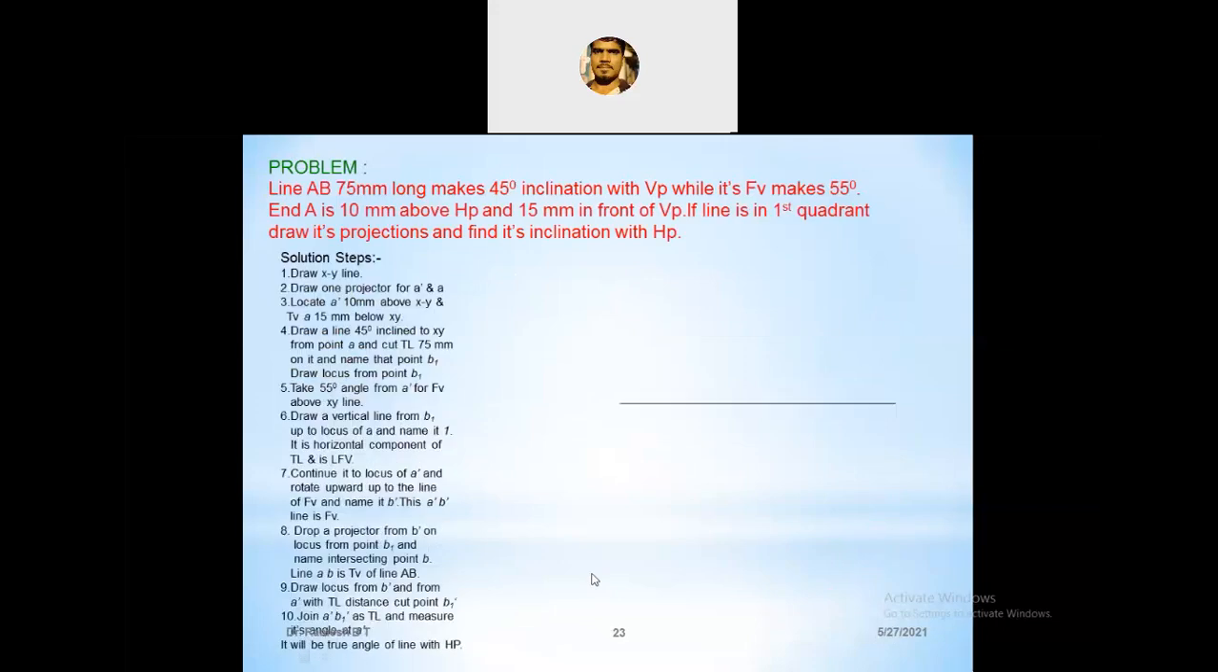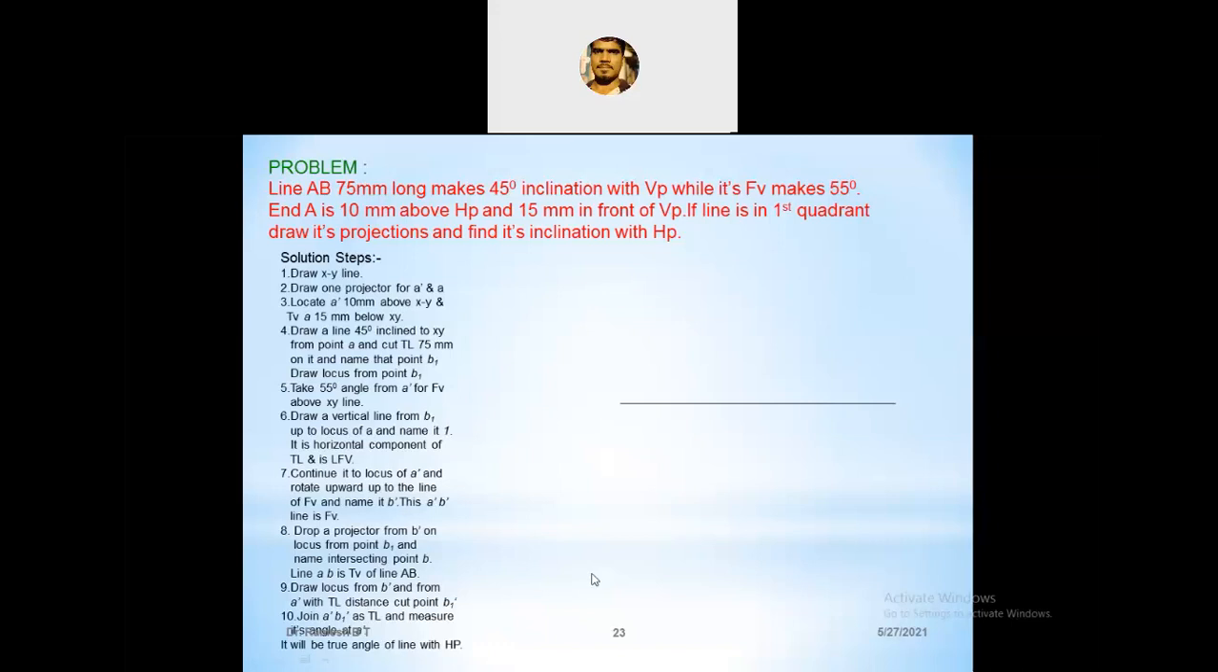Yes, another problem. A line AB 75 mm long makes 45 degree inclination with the VP, while its front view makes 55 degree. They have given the front view angle, that is alpha 55 degree. The end A is 10 mm above HP and 15 mm in front of VP. Of course, it is the first quadrant only. Draw its projections and find its true inclination.